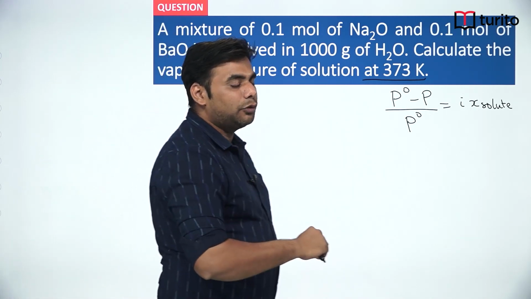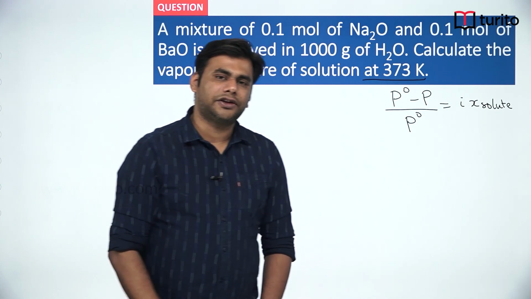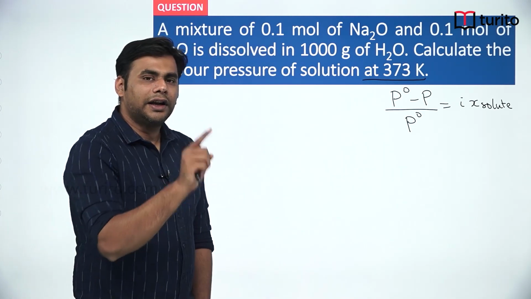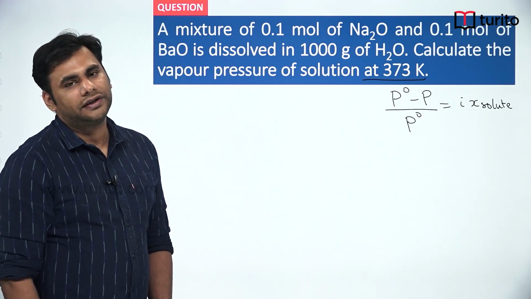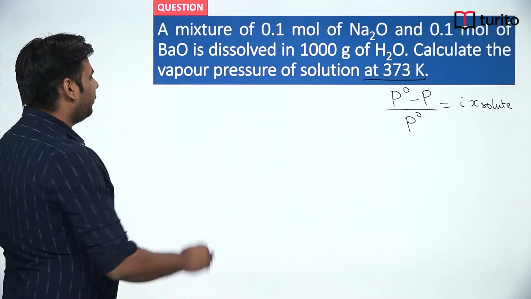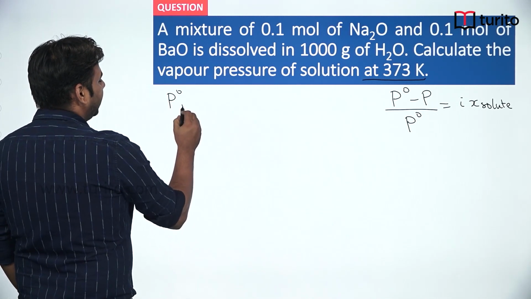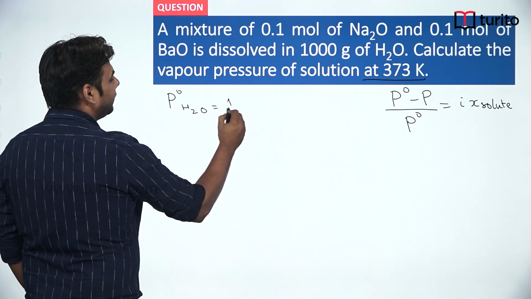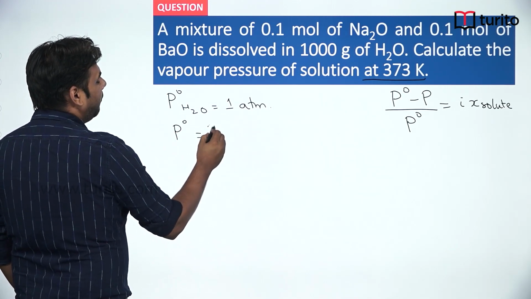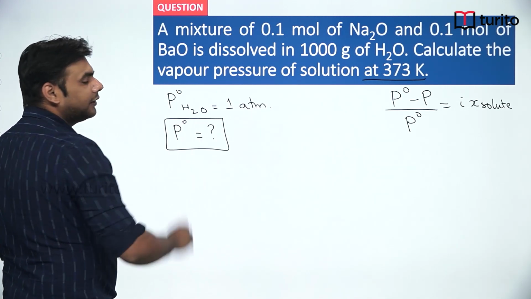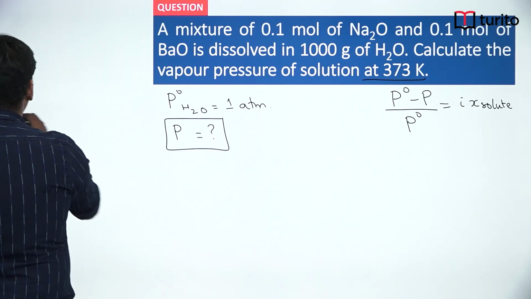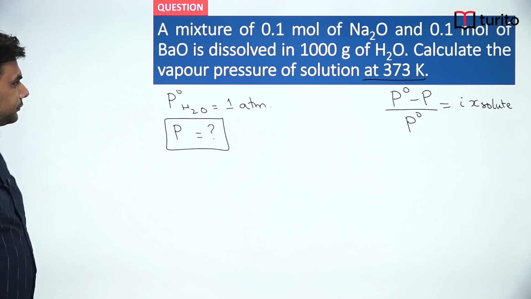A liquid will start boiling only when its vapor pressure becomes equal to the external pressure. So at that temperature of 373 Kelvin, the vapor pressure of pure water would be 760 mm of Hg or 1 atm. So let us say that P naught of water is 1 atm at this temperature. We need to find the value of P. P naught is given now. Hope this is clear to you.